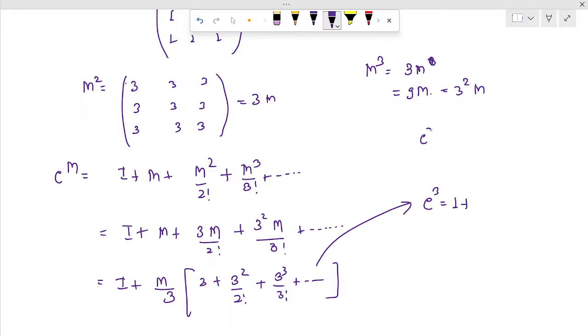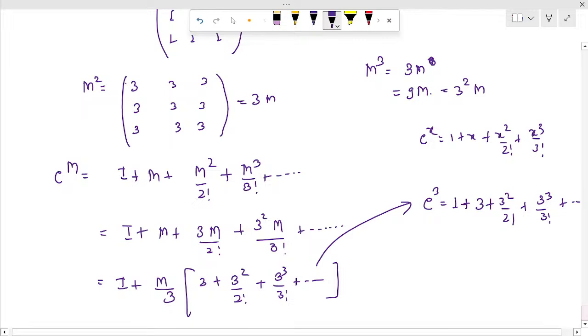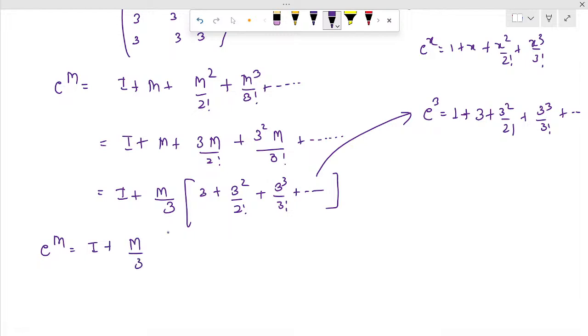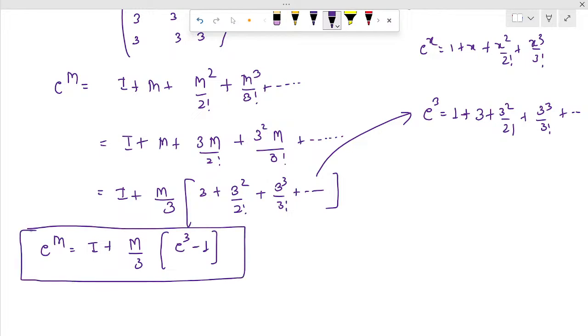Sorry, what is e की power x? E की power x is 1 plus x plus x square upon 2 factorial plus x cube upon 3 factorial. If I write e की power 3, this is 1 plus 3 plus 3 square upon 2 factorial plus 3 cube upon 3 factorial, so on and so forth. So e की power m would be equals to identity plus m upon 3 times e cube minus 1. This is what is repetitively asked in the examination.